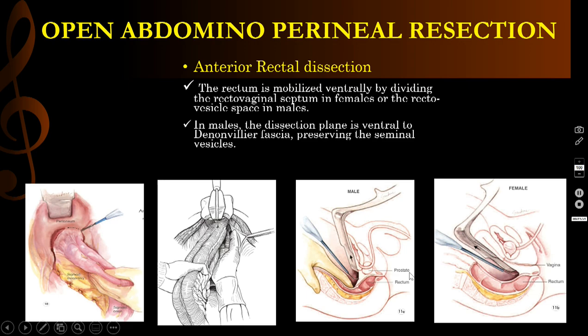So in a male patient, the dissection plane is ventral to the Denonvilliers fascia so that we can preserve the seminal vesicles, and the prostate and urethra also should not be injured. So you have to go your dissection somewhere here, in between the rectum and the prostate and the urethra. So you have to do it like this.